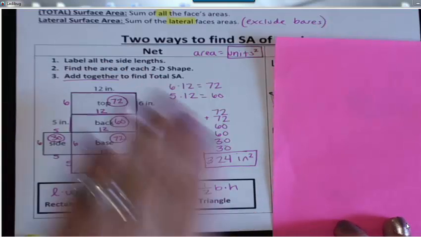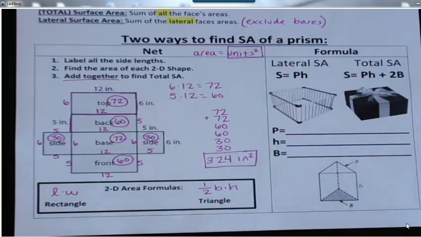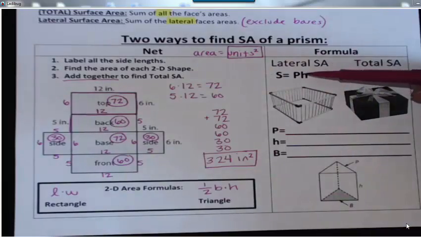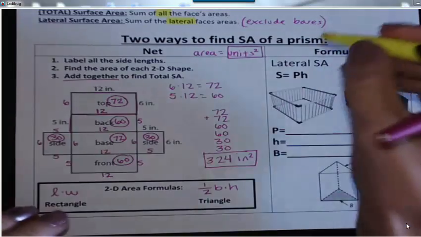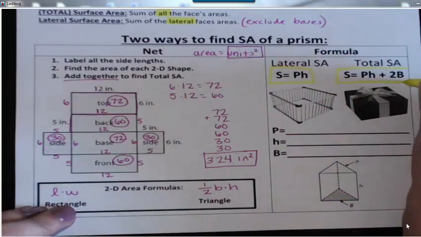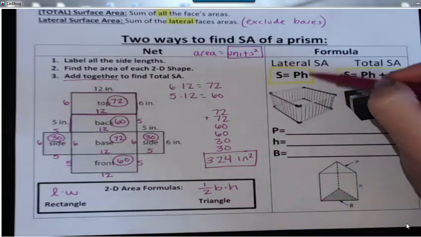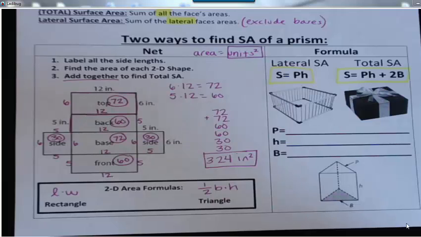Now, that was one way of finding surface area by using a net. The second way is by using the formula. Using the formula, again, we might just be able to find the lateral surface area, which is everything besides the bases, or total surface area, which is everything. And I put pictures here because this helps me remember. Lateral surface area is everything besides the bases.